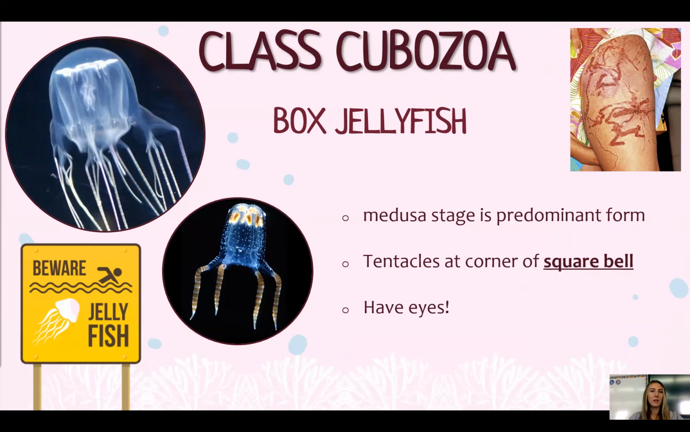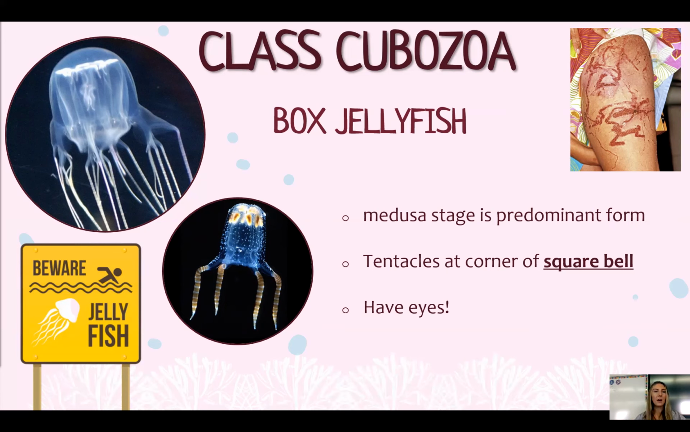Now, class Cubozoa, they are exactly as they sound. They are cube-shaped animals, and they are known as box jellyfish. So they have a square shape if you were to view them from above. One species of box jellyfish in Australia is actually one of the most deadly creatures in the world. Even with all of the scientific advancements that we have, the world still doesn't know how the venom of that box jellyfish causes cardiac arrest, but we don't know why.